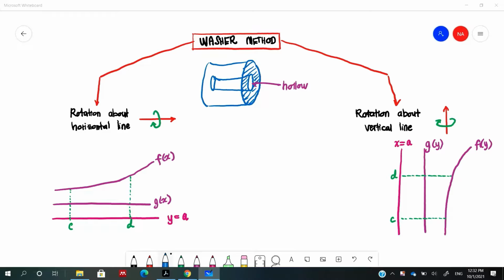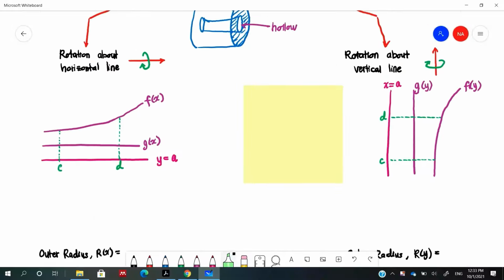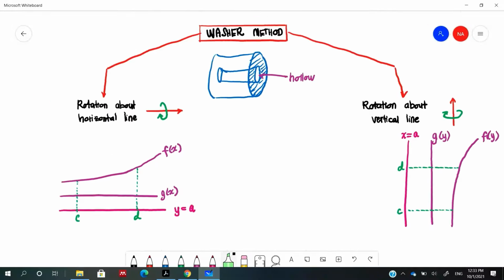In this video we'll look at the second method of finding volume using the application of integration, which is the washer method. The difference between this method and the disk method is that in the washer method we can have a hollow, meaning a hole in the middle of the solid generated, whereas in the disk method we should not have any holes in the middle. We call that middle the hollow.